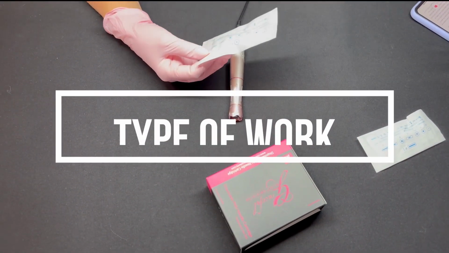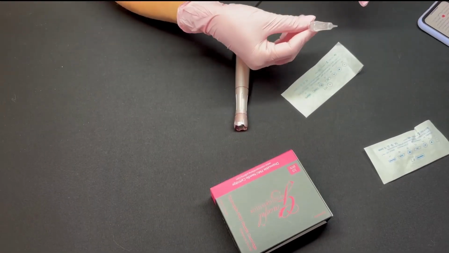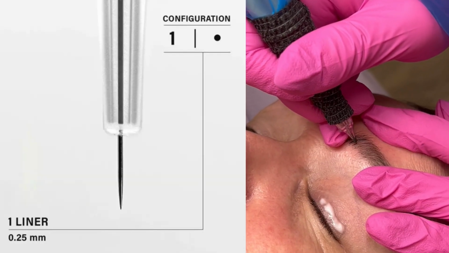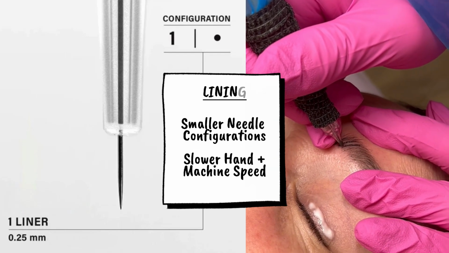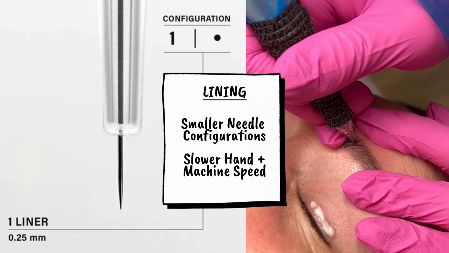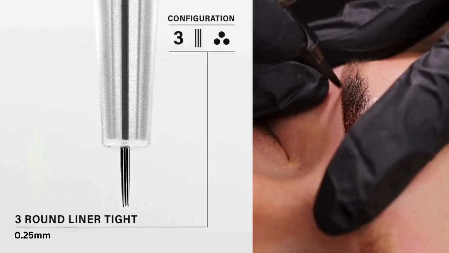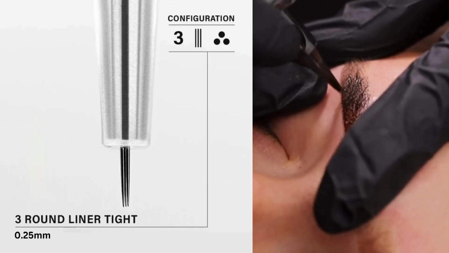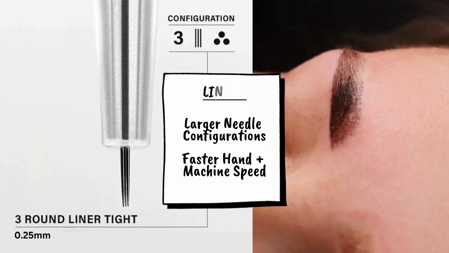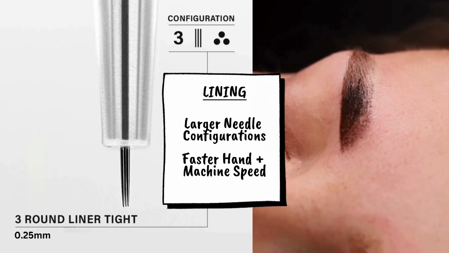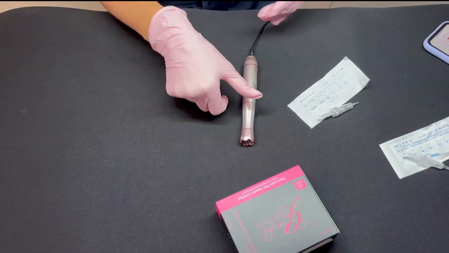Number 3 is to consider the scope of work that you're going to be doing. Are you lining or are you going to be shading? If you're lining, you're going to start with a lower speed, as the lining is created with higher density dots. And if you remember when we were talking about the needle configurations, your lining needles will generally have only 1 or 2 needles in them, and you want to use a lower speed. Whereas if you're shading, you're going to be working at a higher speed. It also requires a faster hand movement, and your shading needles will have more needles in the configuration, which again aligns with speed.